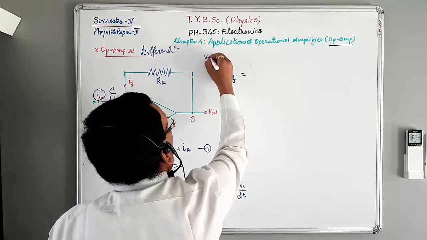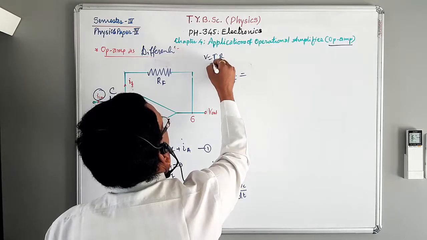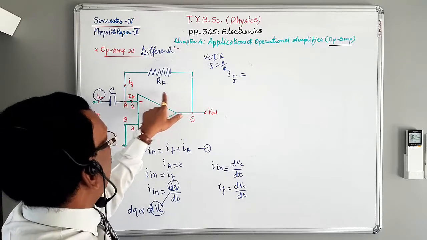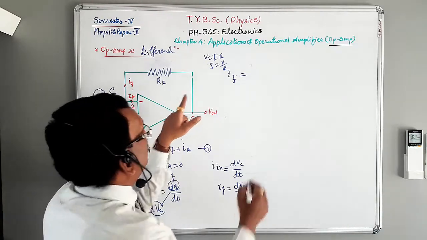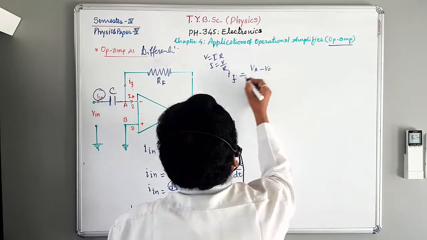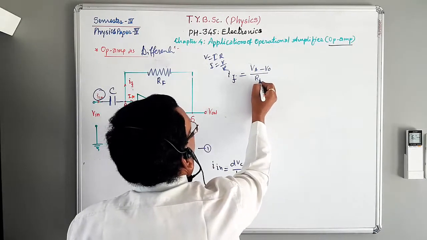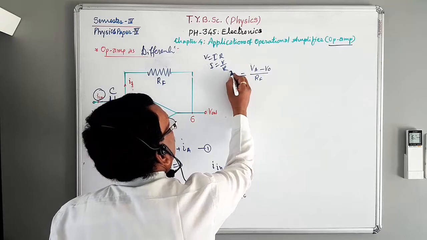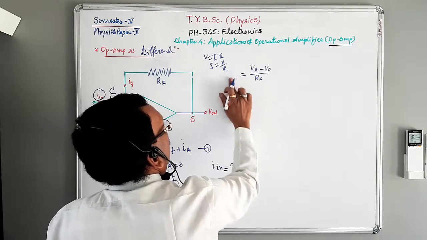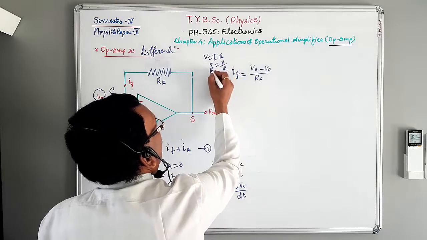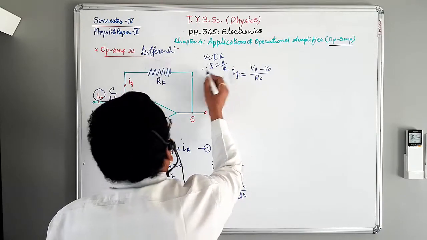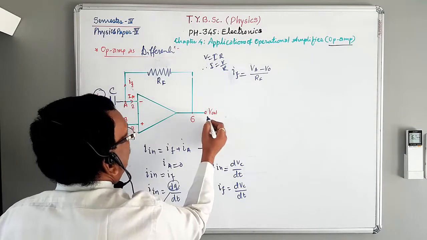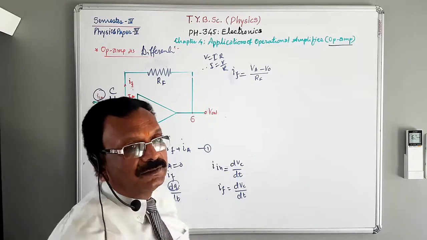Ohm's law, V is equal to IR. Therefore, I is equal to V upon R. So, I is equal to, what is here? VA minus V0 upon RF. Have you got it? How is this equation written? We know that Ohm's law is V is equal to IR. Therefore, I is equal to V upon R. And this feedback current is equal to voltage at point A minus voltage at output divided by RF.